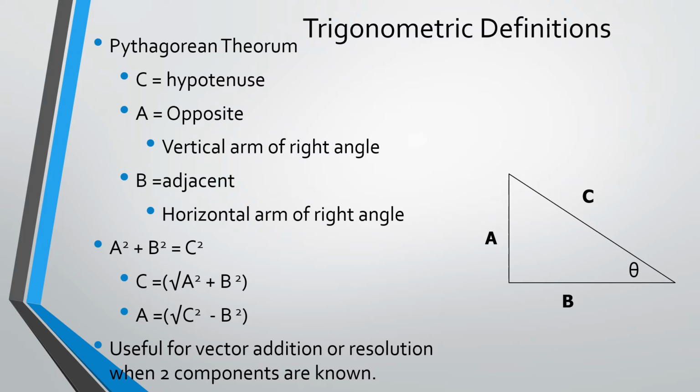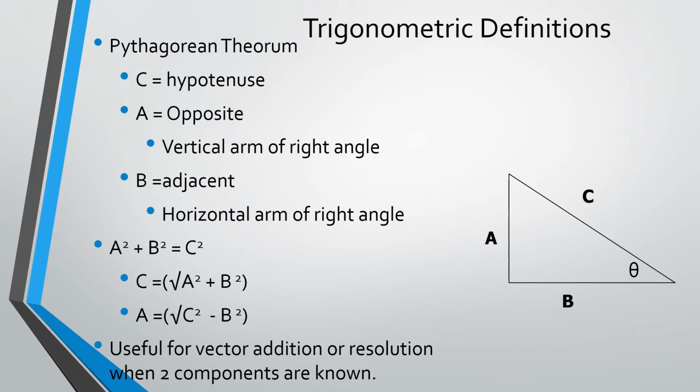In a right triangle, C in this diagram over on the right side of the slide is the hypotenuse, or the longest arm of the right triangle. The other arms of the right triangle are denoted relative to their location to the most acute angle of the triangle, which is called theta in the diagram.